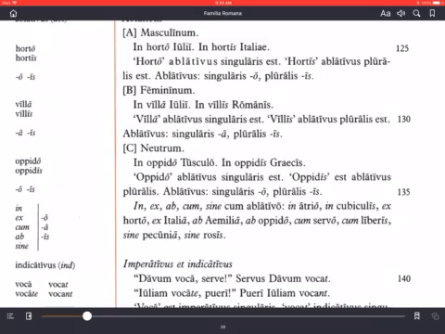Okay, so going back again then to the meanings. In is in, on, or at. Ex is from or out of. Ab is from or away from. Cum means with. Sine means without.